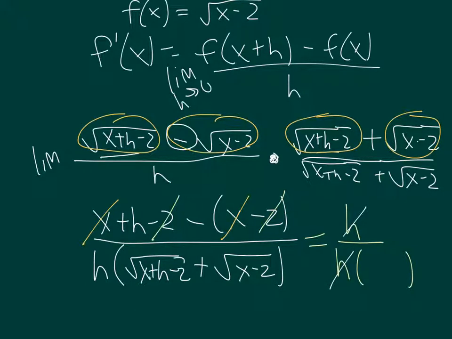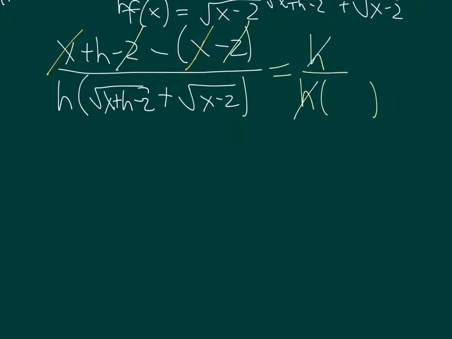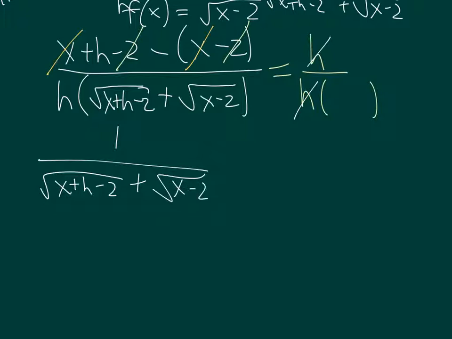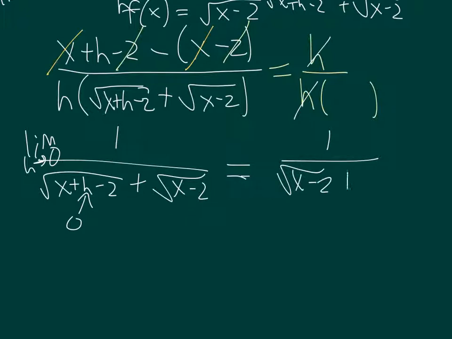Then what we can do now is rewrite what we have. It's 1 over the square root of x plus h minus 2 plus the square root of x minus 2, and that's the limit as h goes to 0. So now plug in 0 for h. And what that simplifies to now is 1 divided by the square root of x minus 2 plus the square root of x minus 2. In other words, I have two groups of those square roots, so it'll be 2 times the square root of x minus 2.